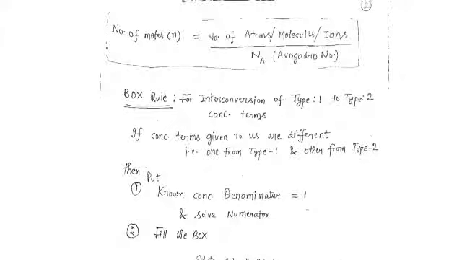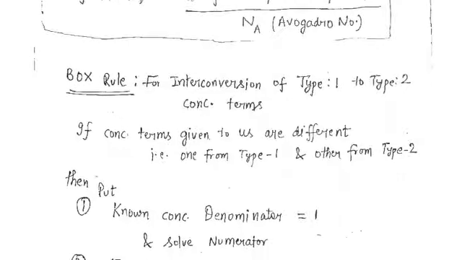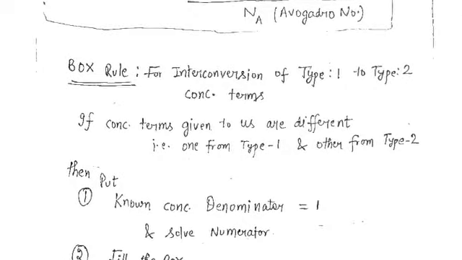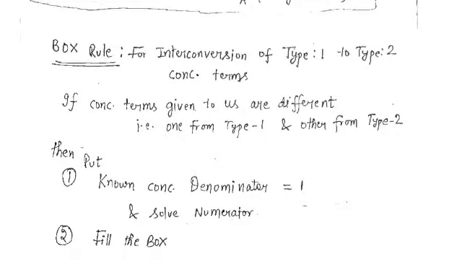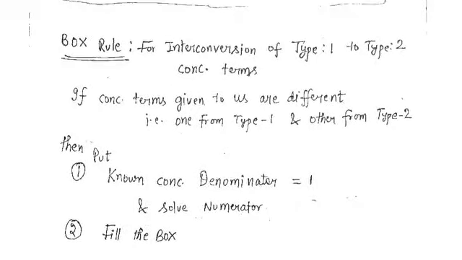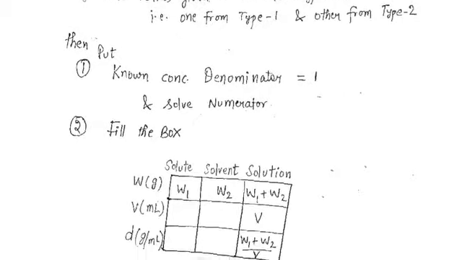Now for interconversion purposes we will use the box rule. So let me tell you what the box rule is. For interconversion of type 1 to type 2 concentration terms, that means if the concentration terms given to us are different, one from type 1 and the other from type 2, then we have to do these two things.